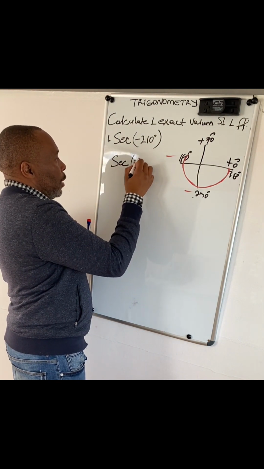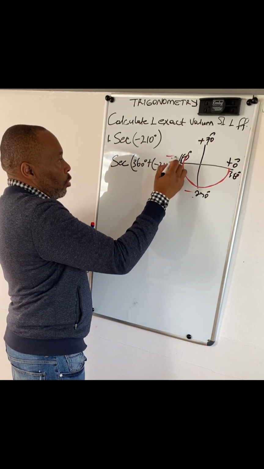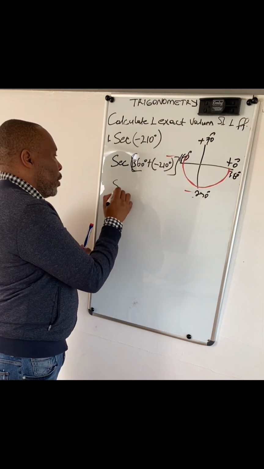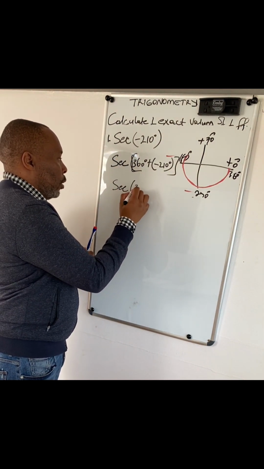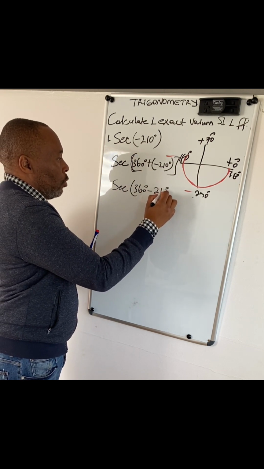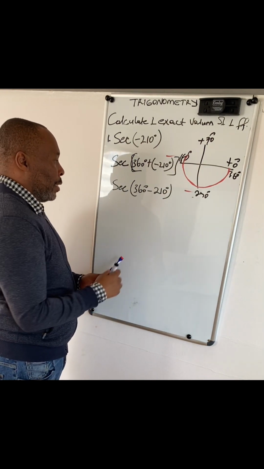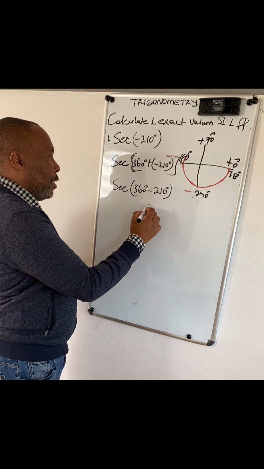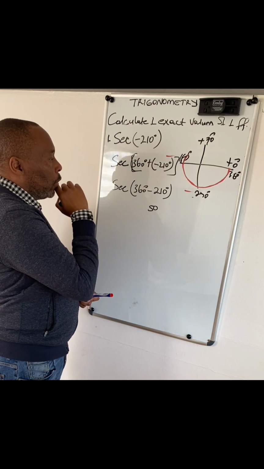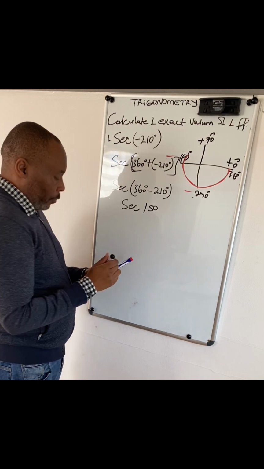sec of 360 degrees plus negative 210 degrees, close bracket. This is what we do. We come back, we say sec of 360 degrees, positive times negative, negative 210 degrees, and we close here. We say 360 minus 210. 60 minus 10 is 50, and 3 minus 2 is 1. So we've got sec 150.